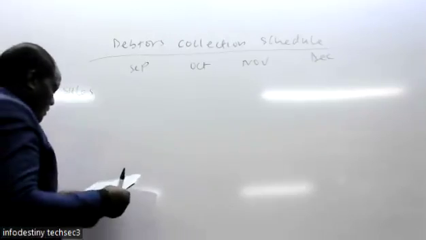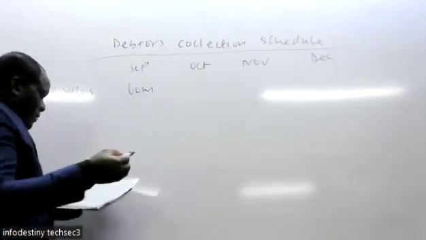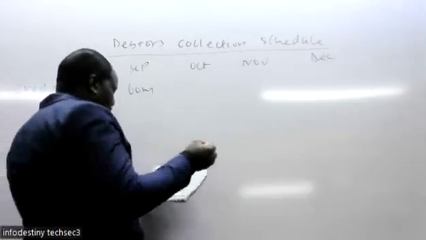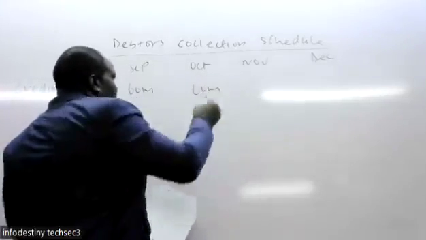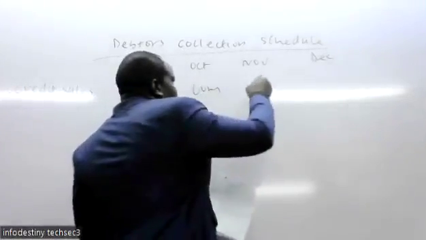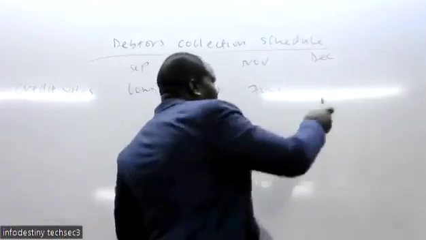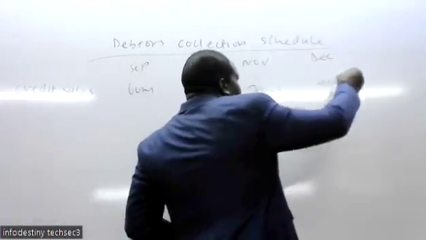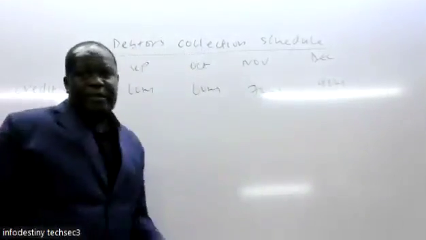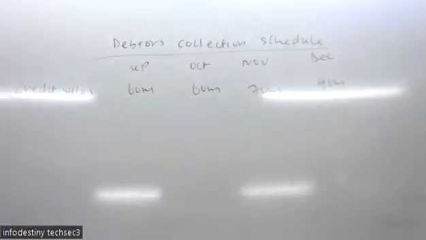September it was 60 million. October 60 million. They have also given you November 70 million. Then December it was 90 million. That is what has been given in the question. So that's now the credit sales.